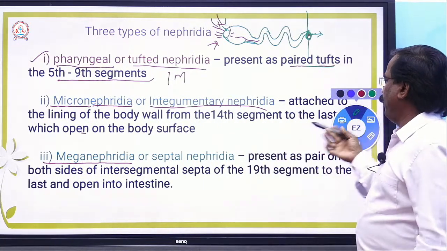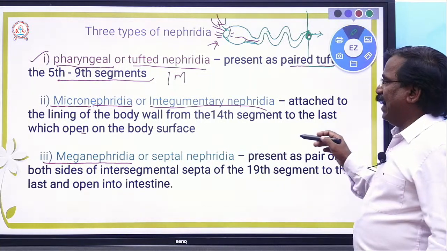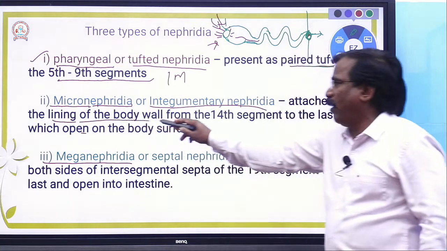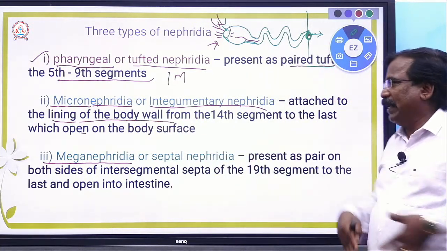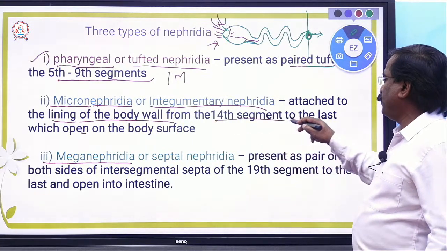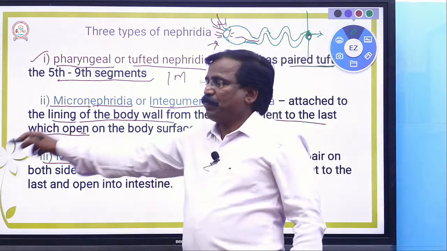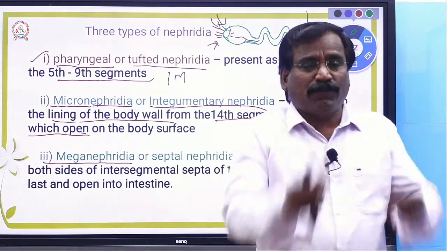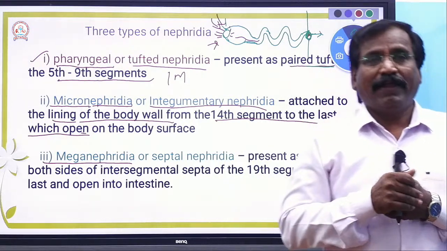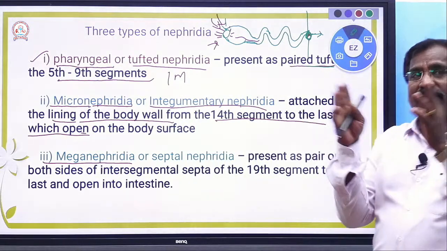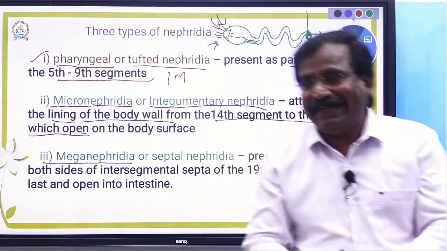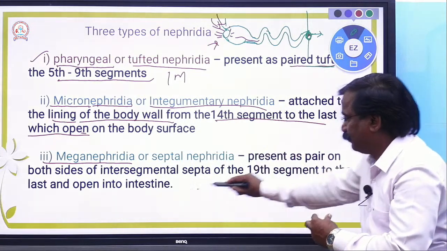Micro or integumentary nephridia. Listen, they are attached to the lining of the body wall, that is the skin. From the 14th to the last segment, very important. It starts from the 14th segment, the clitellum. The landmark is important: the clitellum. The 14th to 17th segments are fused and swollen. That is called the clitellum.